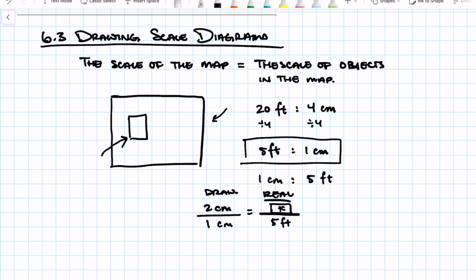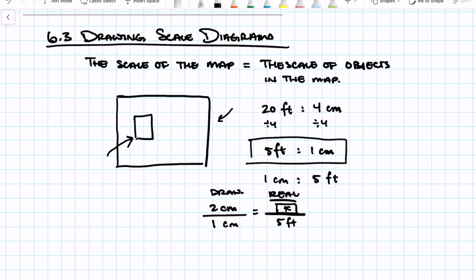I could cross multiply and divide. I'll get 2 times 5 is equal to 10. The centimeters there cancel out. And then 10 divided by 1 is equal to whatever X is. So I find out that based on that, the answer is 10. And we did say it is going to be feet, so it's going to be 10 feet. All right. So that's just me using the ratios.